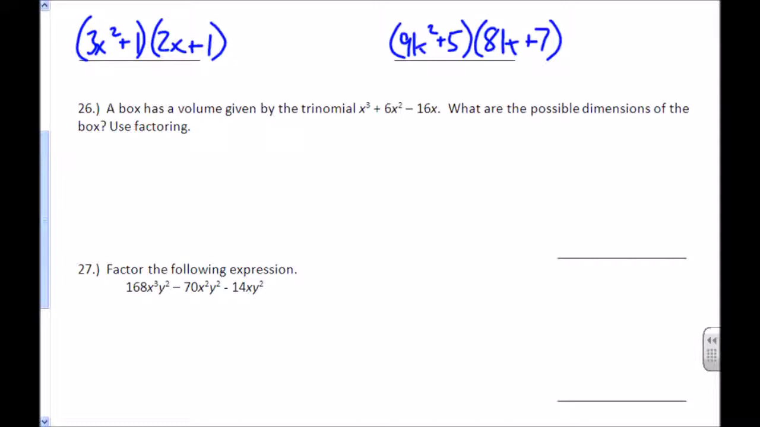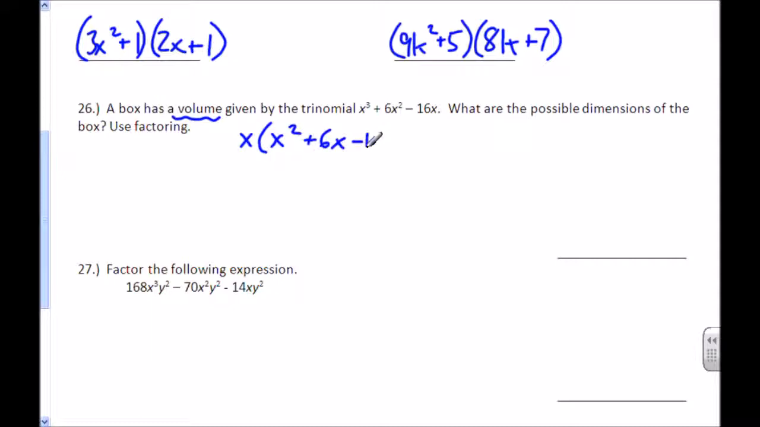Number 26, it says a box has a volume given by the trinomial x cubed plus 6x squared minus 16x. And we want to know what the possible dimensions are of this box, and we want to use factoring. And really, what we're going to do here is we're just going to factor this thing completely. Since it's telling me volume, it means I have to have 3 things being multiplied. So when I look at this, the first thing I notice is all 3 of these have an x in common. So I'm going to factor the x out, which is going to leave me with an x squared plus 6x minus 16.